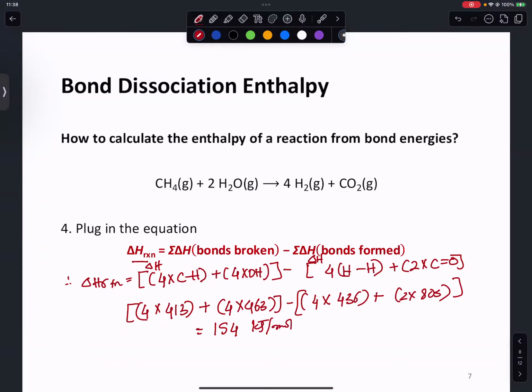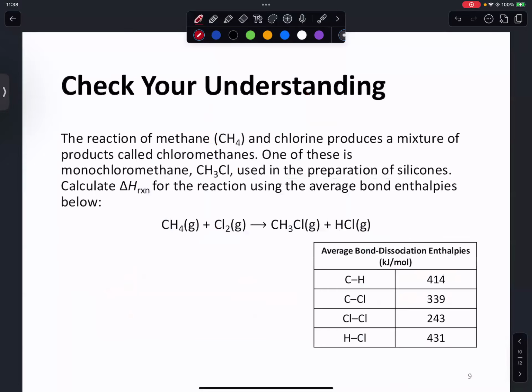I hope this is straightforward and simple and easy. And let's move on now to a check your understanding problem. In this particular problem, you are given this reaction of methane and chlorine gas to obtain a product called chloromethane. And we're going to calculate the change of the enthalpy in this particular reaction.